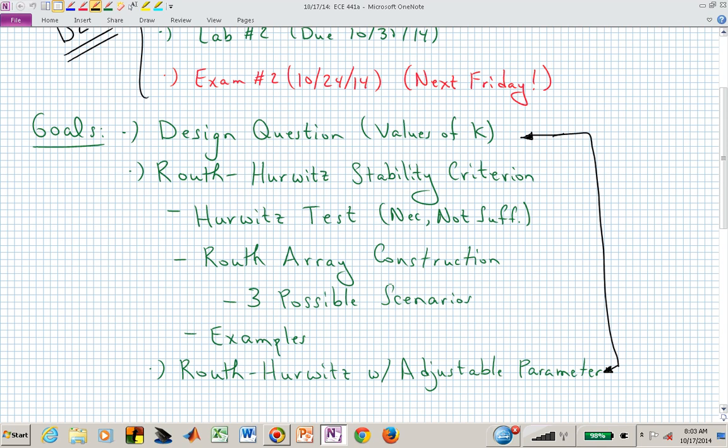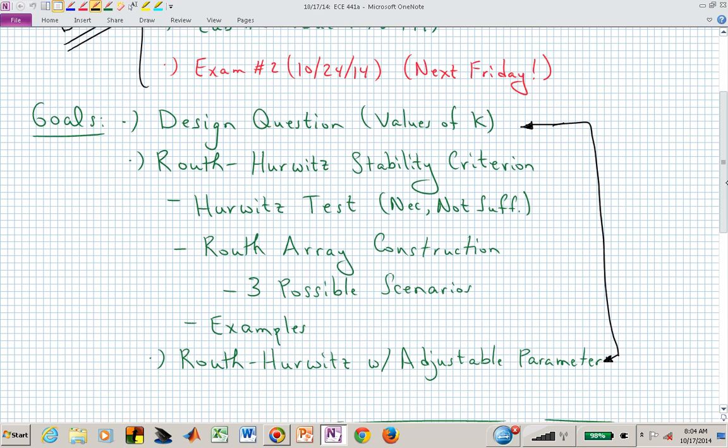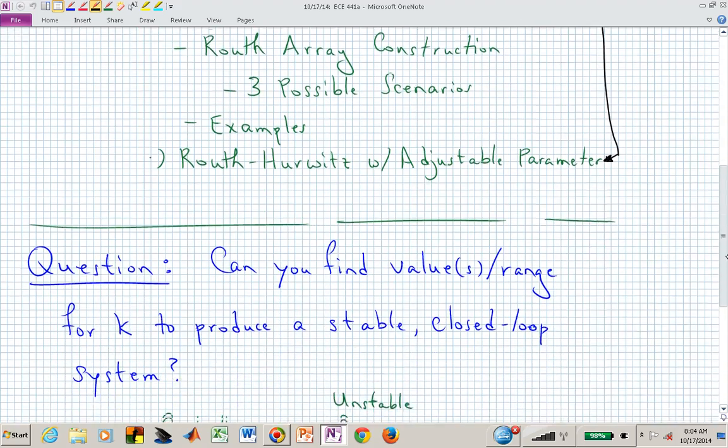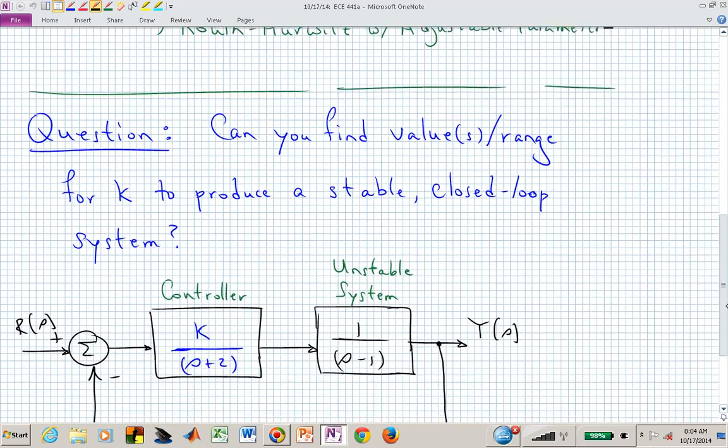If it passes the test, then you still don't know enough information to claim whether or not your system is actually stable. And that's when we have to produce the Routh array, which is this matrix-looking object, but it's just an array of numbers, and we will concentrate on what's happening in the left column of that array of numbers. We'll go through some examples, and then we'll talk about how to do that by adjusting a parameter.